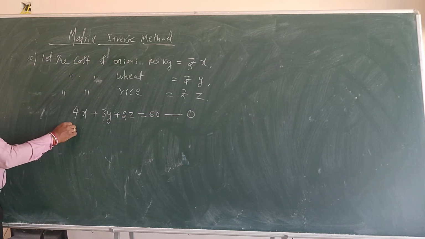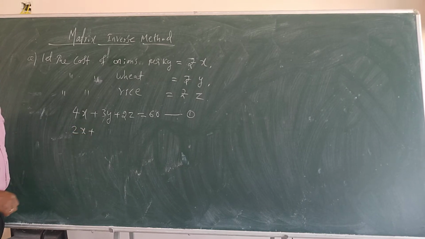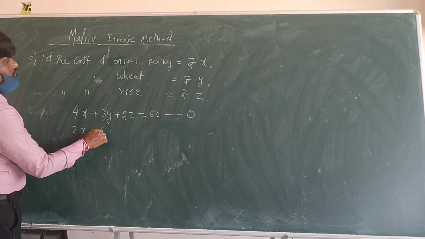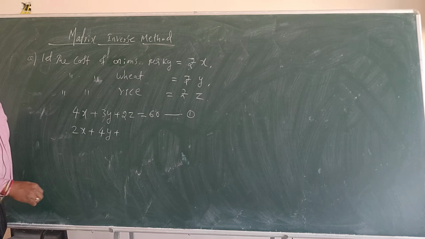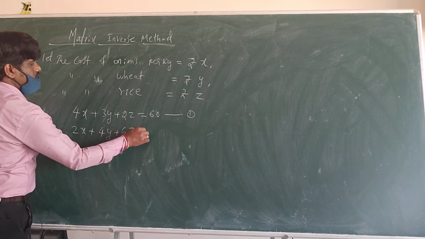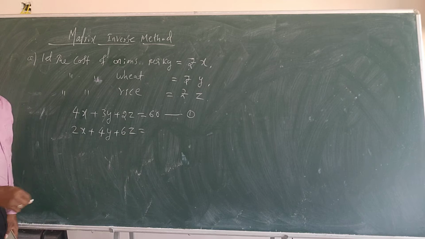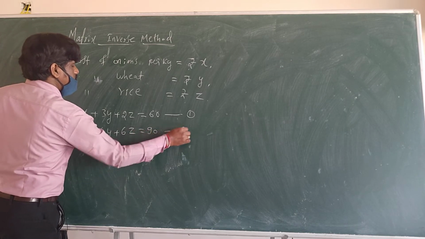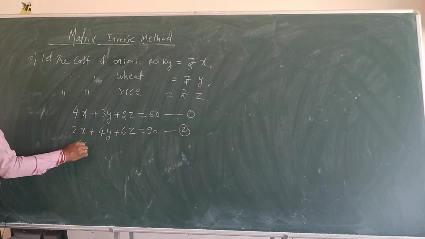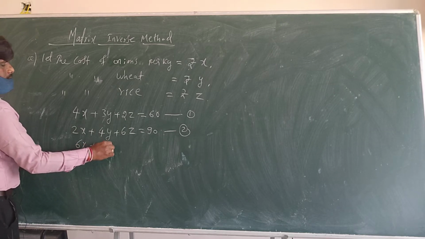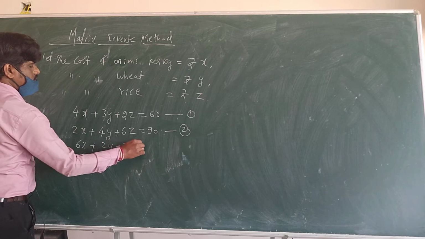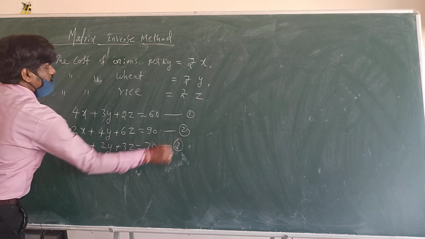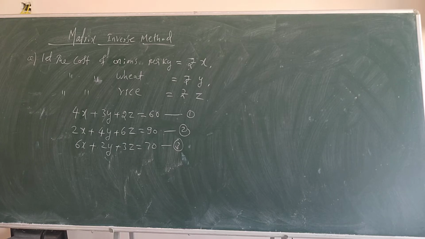Next one, 2 kg onion, 2x. Next, 4 kg means 4y. Next 6z, total 90. Next, 6x plus 2y plus 3z equals 70. Okay, understood? So we have written this.